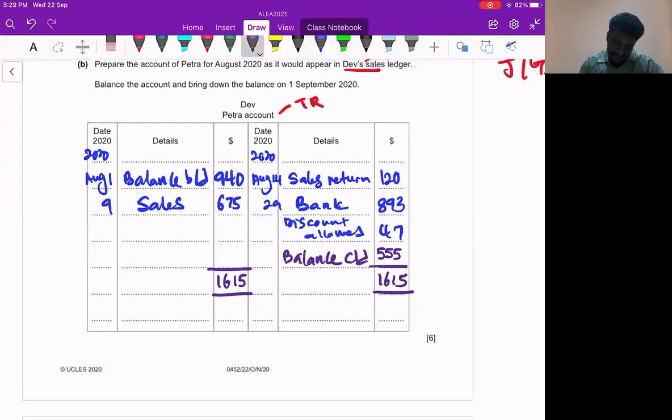This balance c/d will become balance b/d on the next day. 31st August means 2020, September 1st. Can or not? It's easy, 6 marks actually.